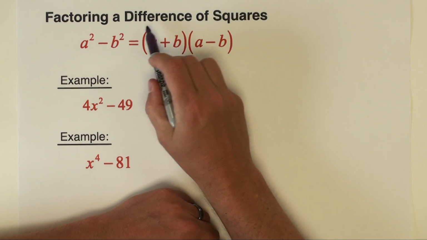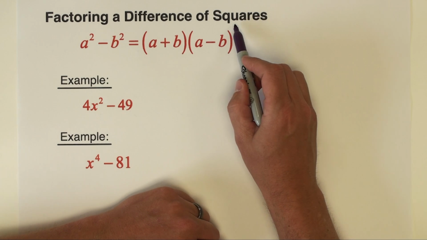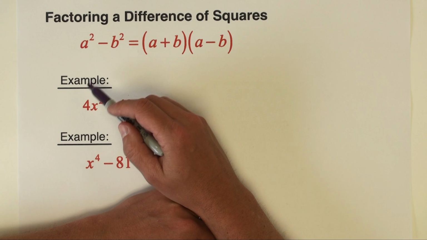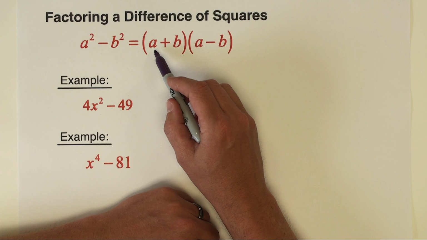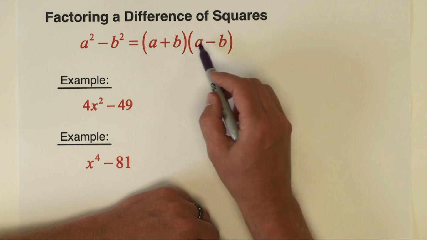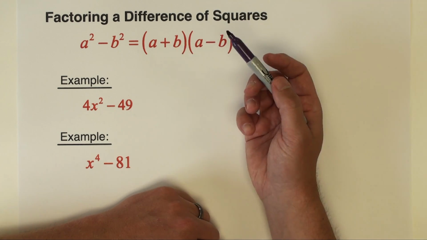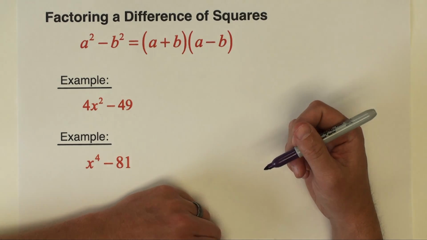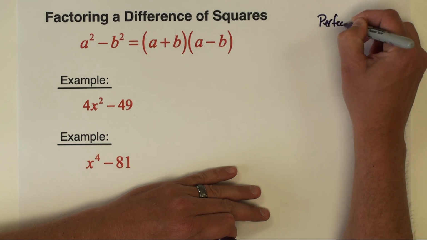So the name is in the formula right here. Difference is subtraction. Squares, we've got perfect squares, a squared and b squared. The factoring pattern is into two binomials. You're going to have a plus b, a minus b. And of course, a and b are going to get replaced with whatever numbers or variables that we see down here in the examples.